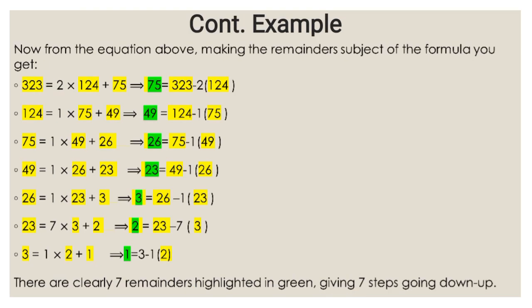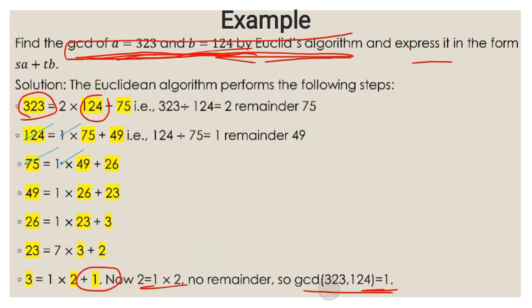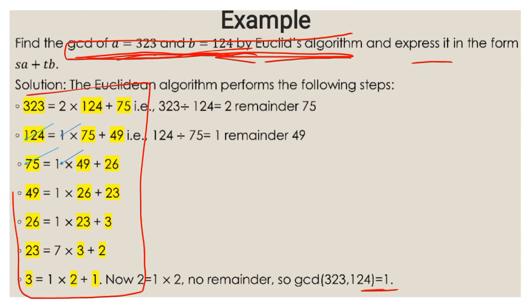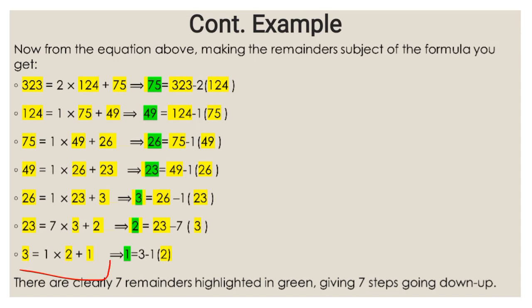Now we want to find how to express it in SA plus TB. But to do that, I will need you to note something, which is what you see on the screen now. Recall from our previous screen, before we got the GCD, we got this array of equations, this one here. This is what I have copied and pasted here. See it here, all of here. The same thing.